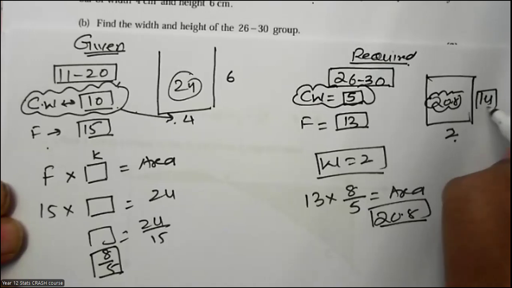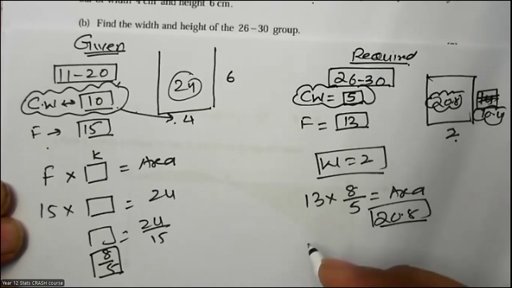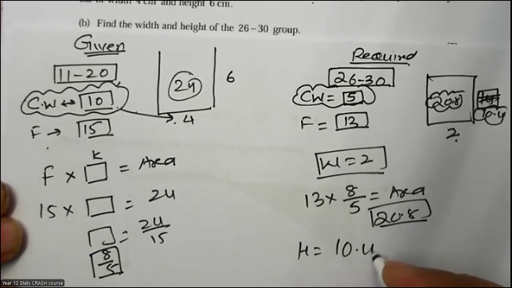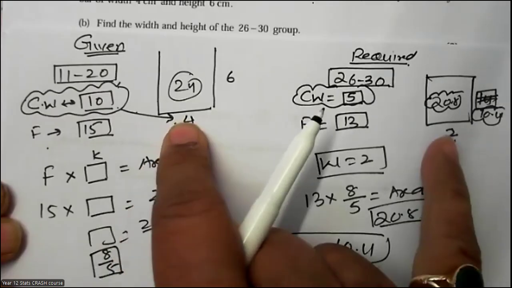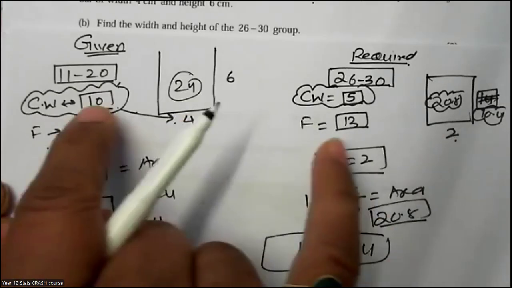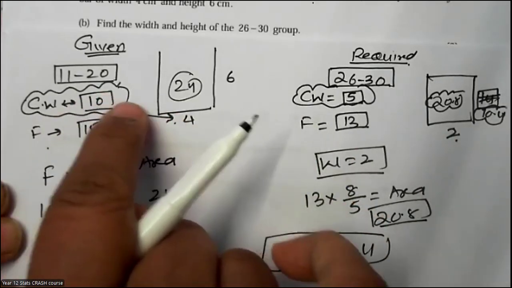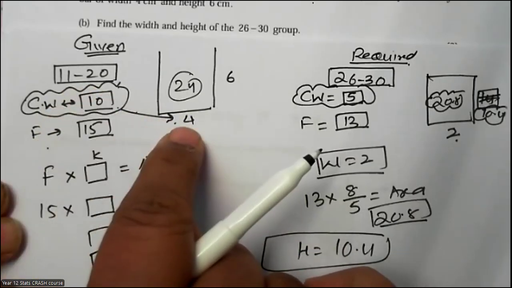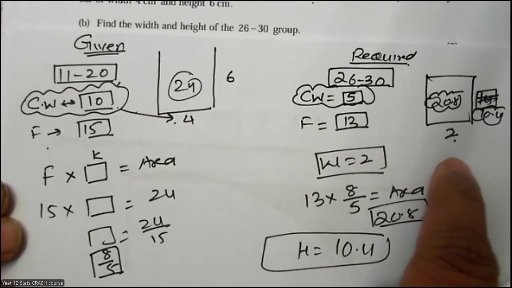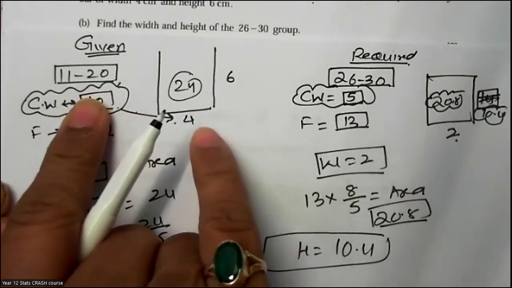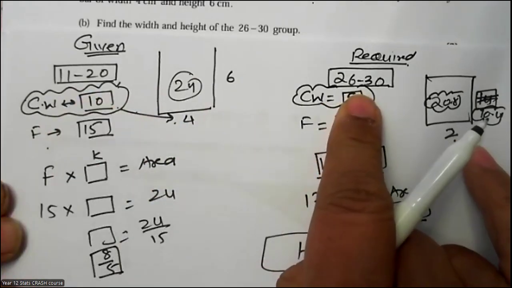The height would be 10.4. That's my mistake, guys. So height is 10.4. So once again, learn it, guys. The width of the bars will be in direct relation with the class width. That's 10, so divide that by 2.5. So 5 divided by 2.5, the answer is 2. Or just straight away, 10 is represented by 4. So 5 is the 2.